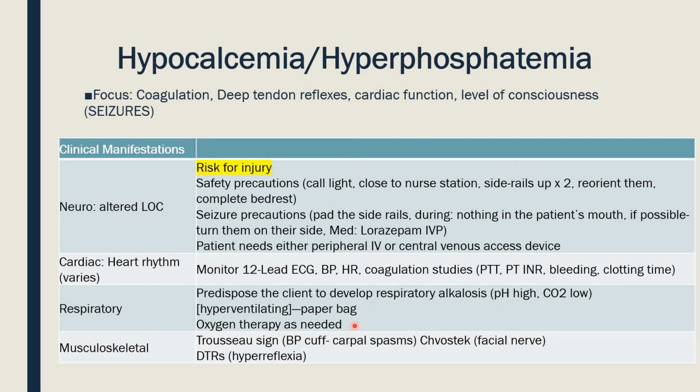Now for musculoskeletal, you might see that your patient has Trousseau sign. This is when you put the blood pressure cuff on their arm, and they will have carpal spasms. And when you tap the cheek, or facial nerve, of the patient, they will have Chvostek sign. You will also notice, when you check their deep tendon reflexes, they can have hyperreflexia, wherein when you check the biceps, triceps, and Achilles tendon reflexes, they will be hyperactive.